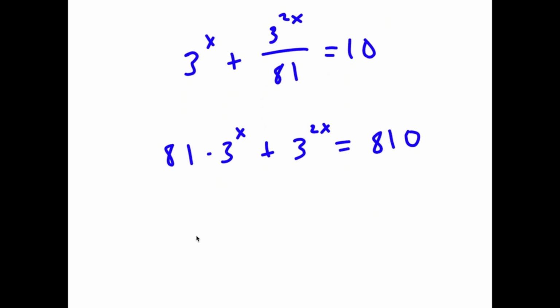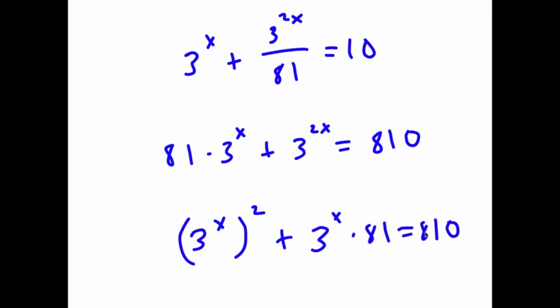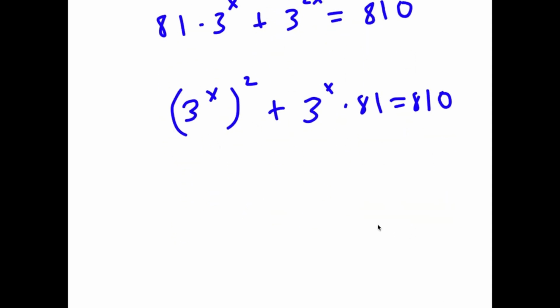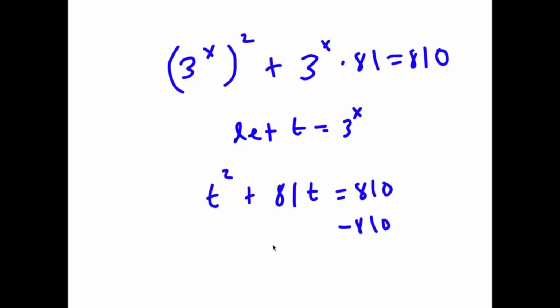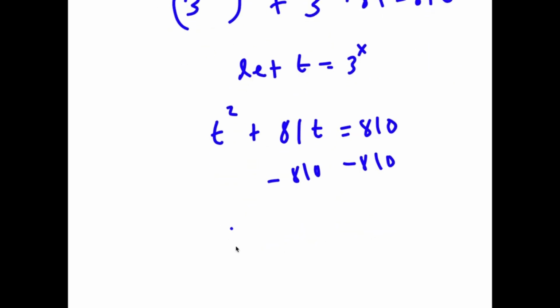Now 3 to the power of 2x, that's the same thing as 3 to the power of x to the power of 2. So I have this plus 3 to the power of x times 81 is equal to 810. And now I'm going to let the variable t equal 3 to the power of x. So now I have t squared plus 81t is equal to 810. Now if I subtract 810 on both sides, I get t squared plus 81t minus 810 is equal to 0.